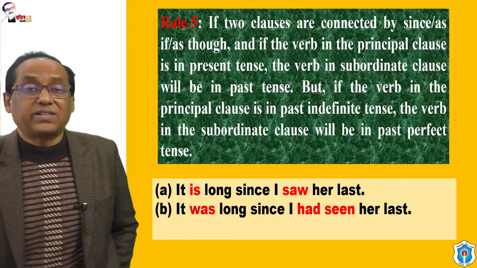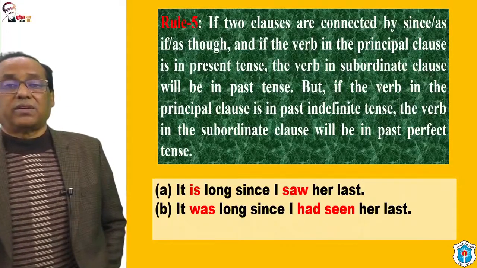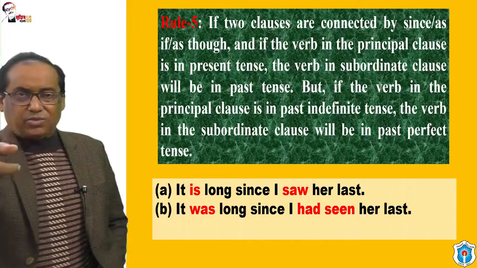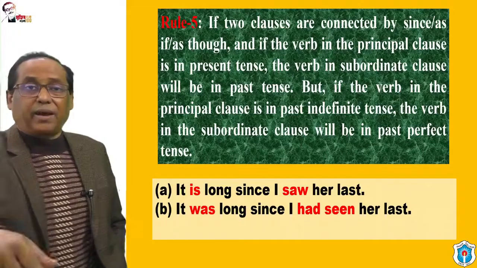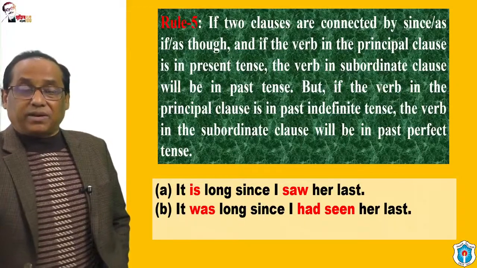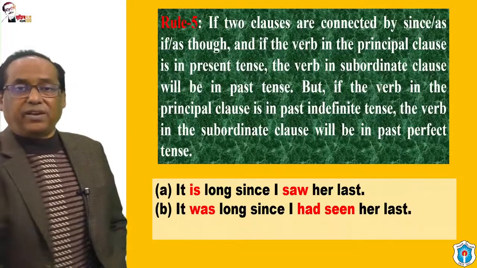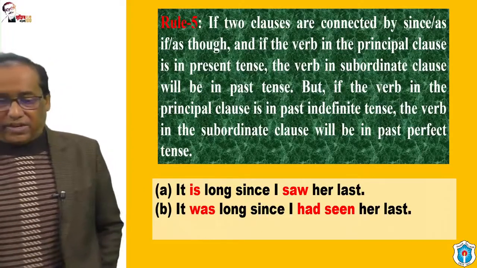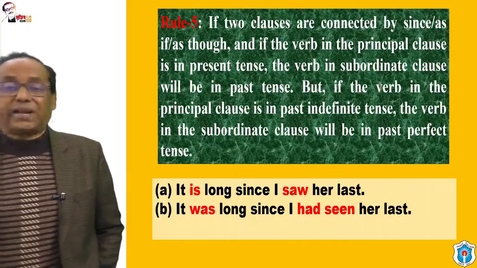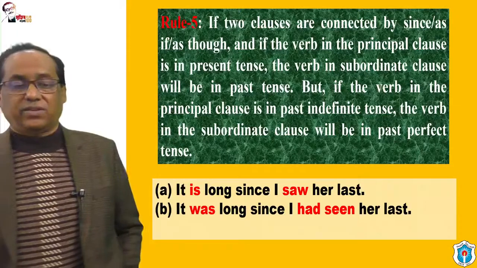Here was is the past form of the be verb. So it is not continuous. Some students think that was is used in past continuous tense. Then verb takes ing. But when was is the main verb, it is past indefinite tense. Okay. So the subordinate clause connected by since becomes had seen, that is past perfect tense.